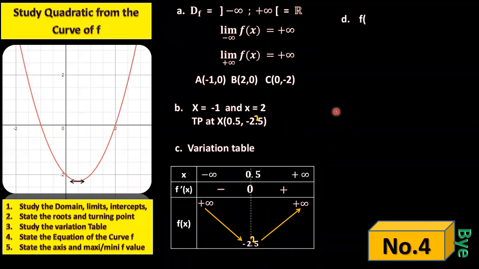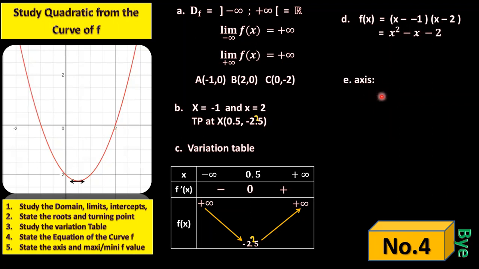And the next thing now is D, to state the equation of the curve. This one is very easy because I can state the equation of this curve directly by using the roots. The roots are -1 and 2. And how do I form an equation from the roots? You can use x squared minus sum of roots times x plus product, or you can use the factorized form. You have x minus the first root times x minus the second root. So we have (x - (-1))(x - 2). And when we expand, we will have x squared minus x minus 2. So that's the equation of this curve.